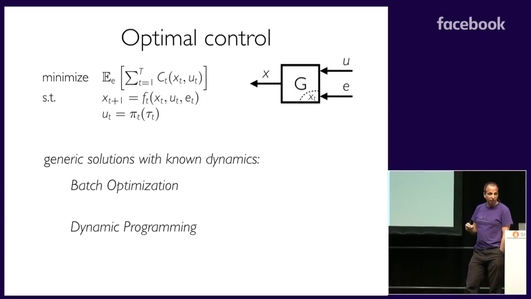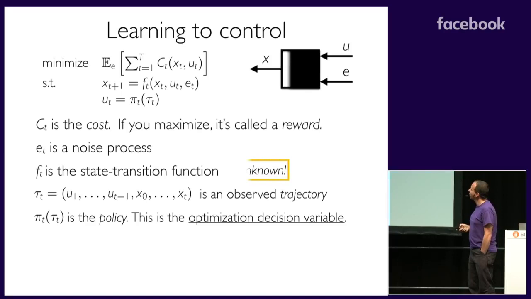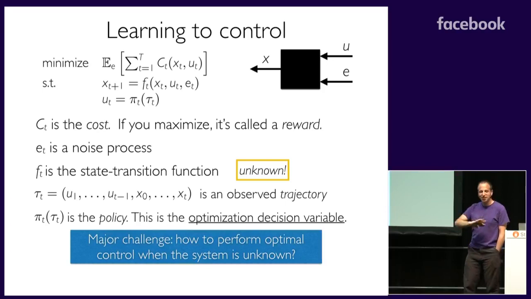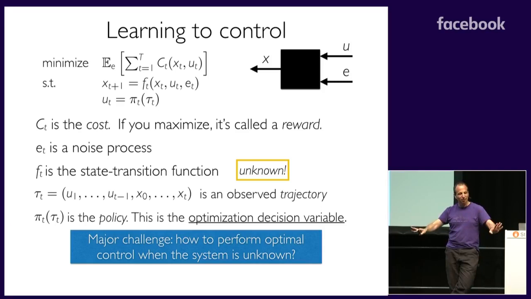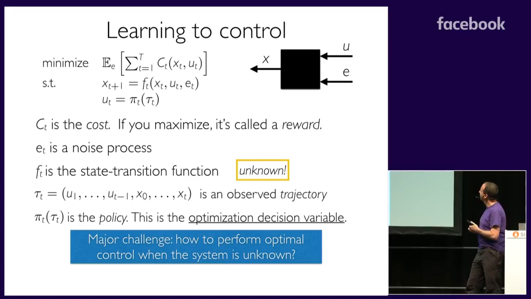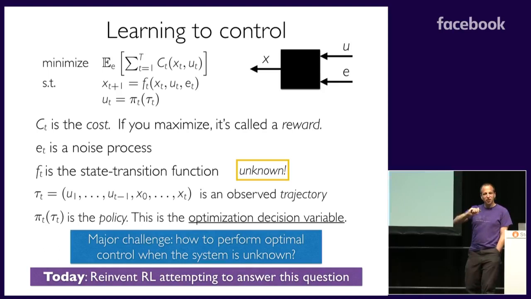If I don't know F, then the question is, what do I do? Okay, so if I don't know F, the question is, what's the right thing to do? And actually, this is really where we start. That was your quick introduction to dynamical systems and control, and now we're back into machine learning. I don't know F. I do know C. Well, I don't care if you know C or not for this talk, but like I said, the cost is usually something you design, so let's just assume we know it. But then the question is, what do I actually do if I don't know the dynamics? And so we're going to try to reinvent reinforcement learning to solve that problem.